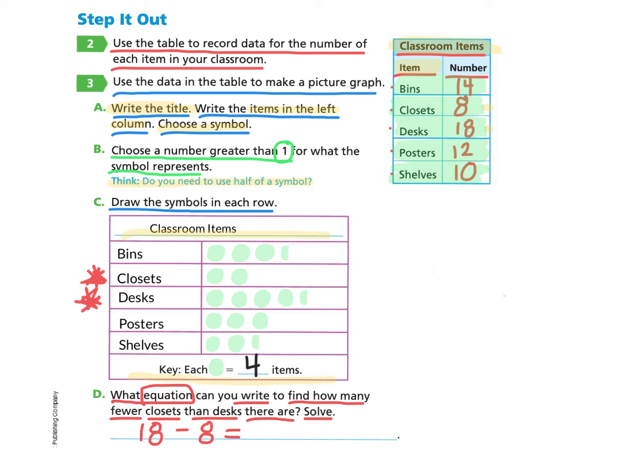So we're going to take that away. And now we have an equation. And now we need to solve this equation. 18 take away 8 is 10. So we can answer that there were 10 fewer closets.